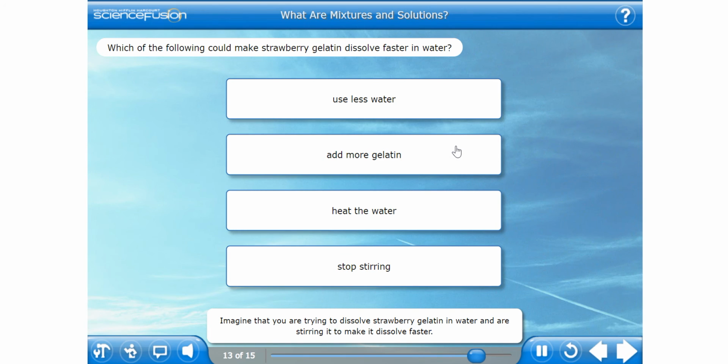Imagine that you are trying to dissolve strawberry gelatin in water and are stirring it to make it dissolve faster. Which of the following things could make it dissolve faster? Click the correct answer.